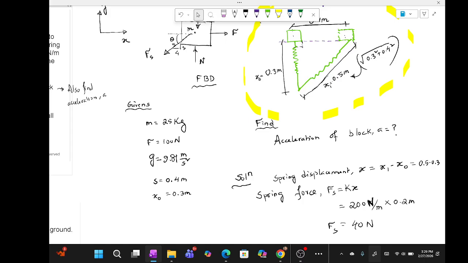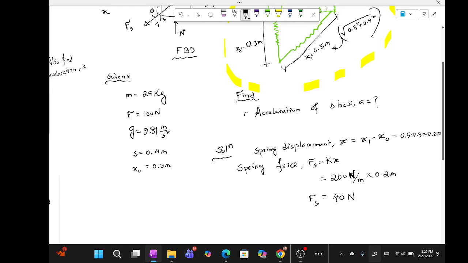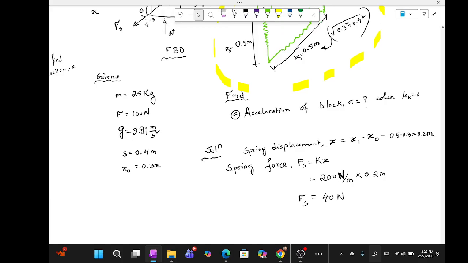All right. So I'm making the problem even more interesting. So I'm putting it this way. Part A, when the mu k is 0. You understand? It's a smooth surface, right? It's a smooth surface.